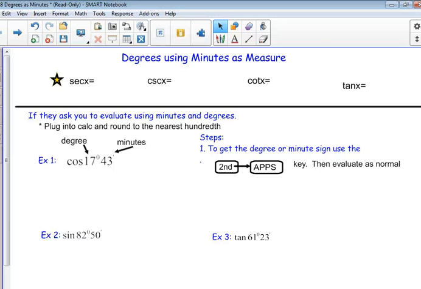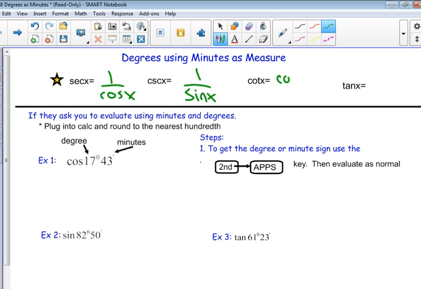All right, so today we're going to talk about degrees using minutes as measure. It's important that you know what goes with your reciprocal functions. Does anybody remember what secant is? Cosine. Good, 1 over the cosine. Great. What about cosecant? Sine. 1 over sine, nice. And cotangent? Cosine over sine. Oh, good job. You got both of them.